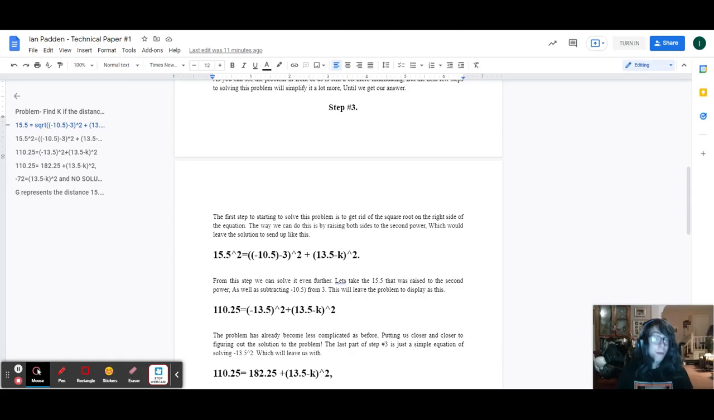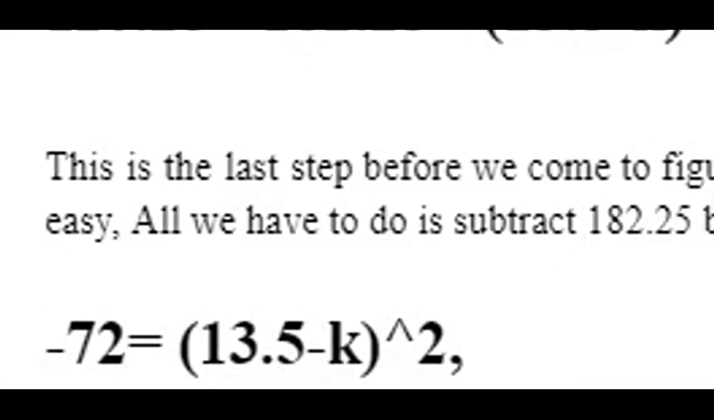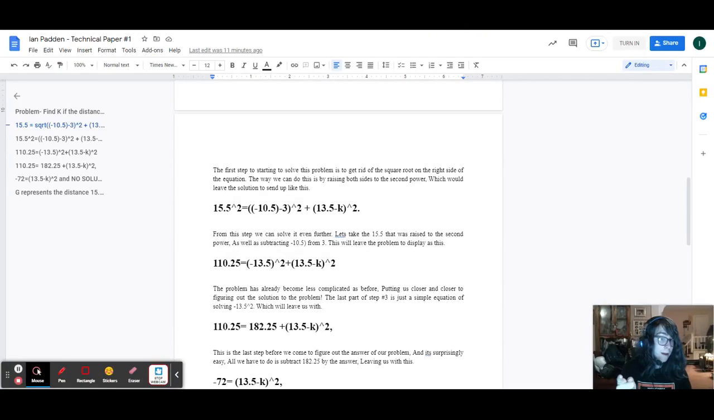And already, we're winding down to the last steps of our equation, which all we're going to do from here is subtract 182.25 from 110.25, which gives us the lovely number of negative 72. Now, as we can see here, things might look a little odd. Negative 72 looks fine, and you might think to yourself, if you haven't done a problem like this before, hey, Ian, all we're going to do is subtract the 13.5 from both sides, right? Wrong. That is not at all the correct thing to do.